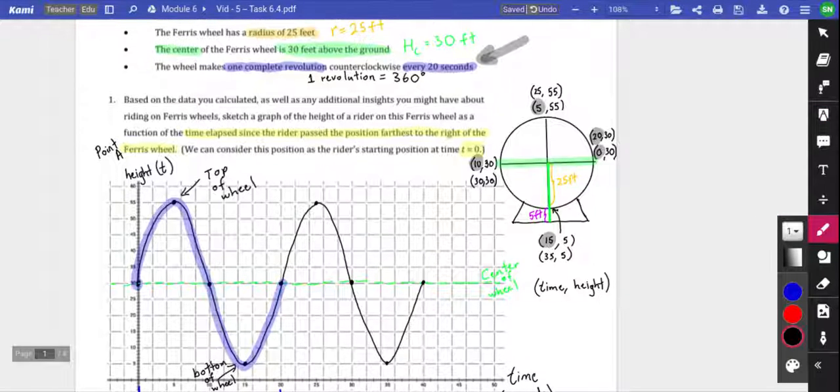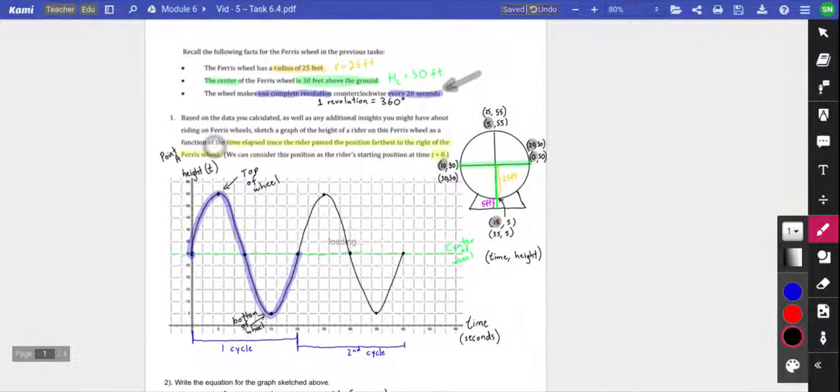Now let's get more information from the graph. We learned that the center of the wheel is on the green dotted line because we are 30 feet above the ground. How does the radius affect our graph?